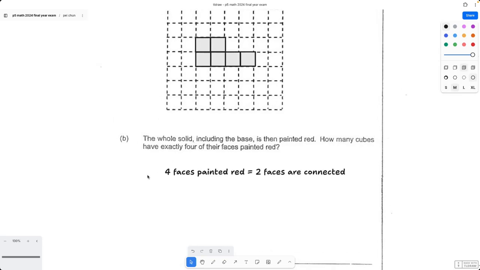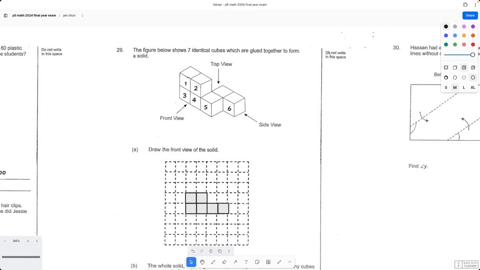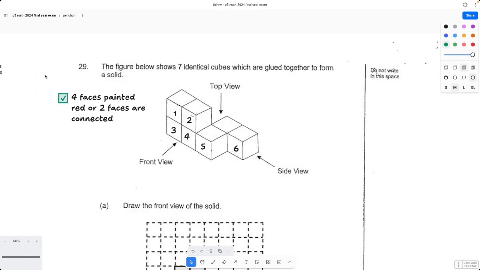Okay, so in this case, I'm gonna paste this on any cubes that has 4 faces painted red, or 2 faces are connected. So 1, yes, definitely 1, right? Okay, and then we have 2 as well, just like this. Okay, 1, 2, and then 3 as well. 3 has 2 connected. 4 as well is also connected, right? So gonna put like this, 1, 2, 3, 4.